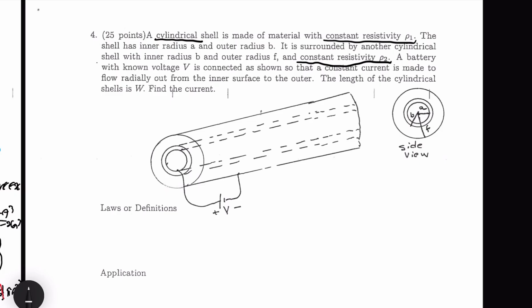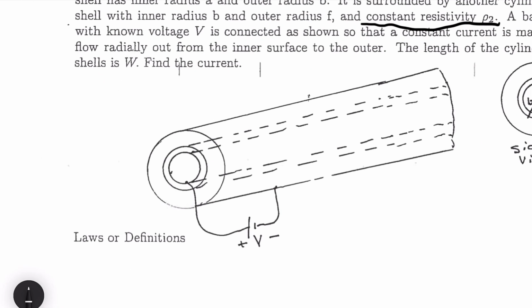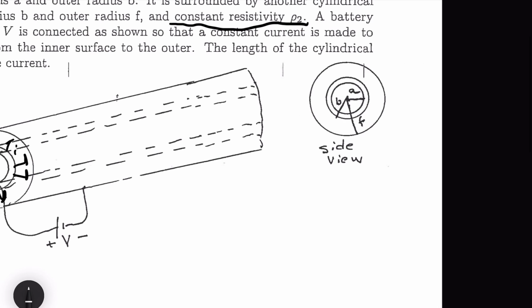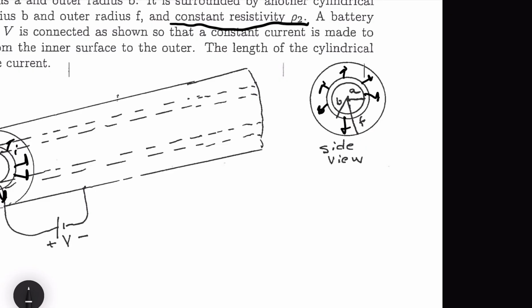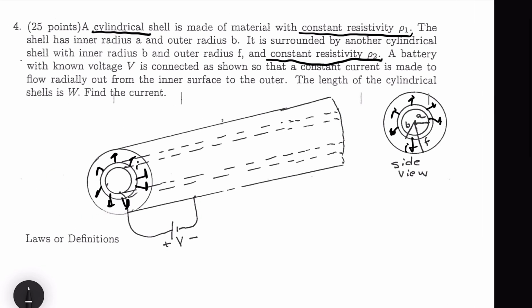A battery with known voltage V is connected, as shown, so that a constant current is made to flow radially out from the inner surface to the outer. So what this is saying is that there's a current I flowing from the inner surface to the outer. So this is what it's saying. There's a current I. If I draw it over here as well, current I flowing out. The length of the cylindrical shells is W.